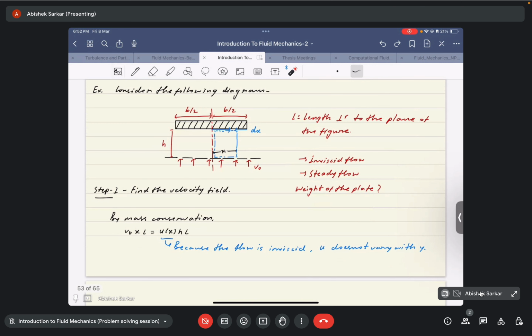First of all, we need to find a velocity field. Say we want to find the velocity field along the x direction, so we need to know u of x. From mass conservation, first we consider a control volume which is given here. This is the region where we will have our entire focus and solve the flow, only within this region, which is termed our control volume.